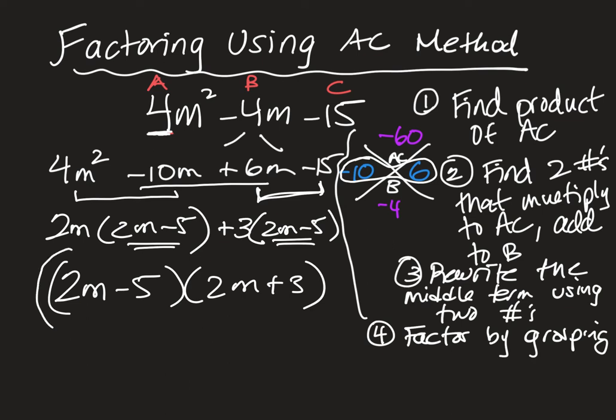Now I can still check this just like I always check my factoring. If I FOIL this out, my front gives me 4m squared, my outer gives me 6m, my inner gives me a negative 10m, and my last gives me a negative 15. Once I add those two middle terms, I get exactly what I started with, so I haven't changed anything. So let's try another one.